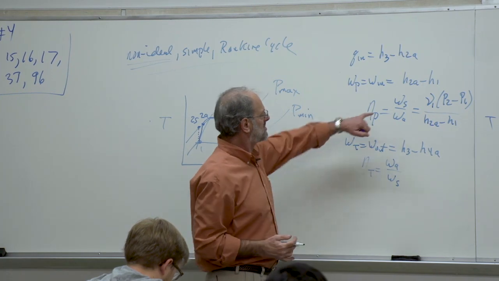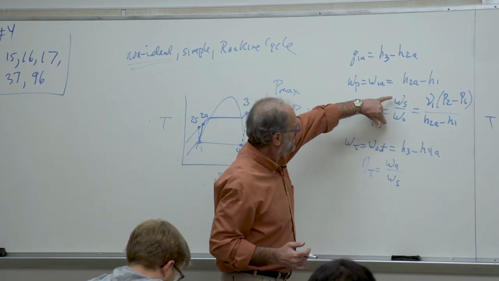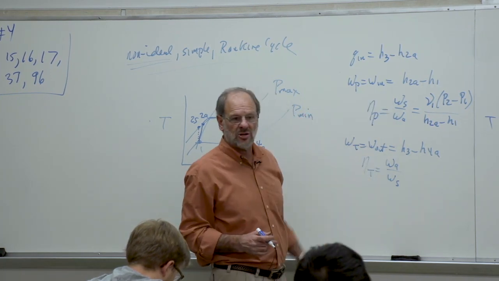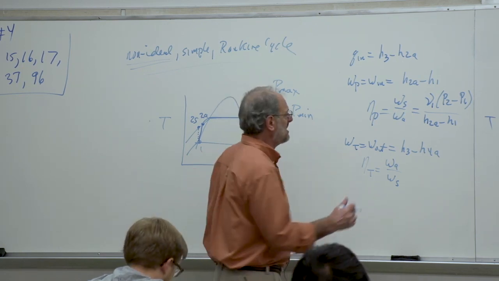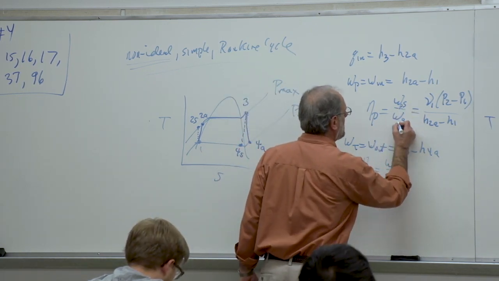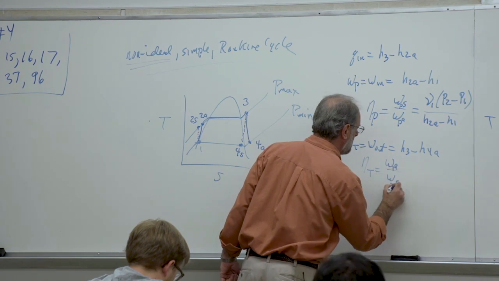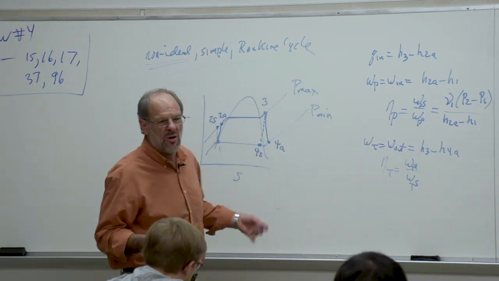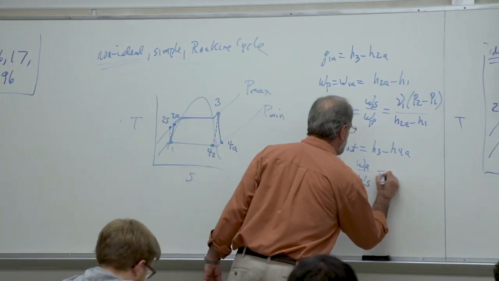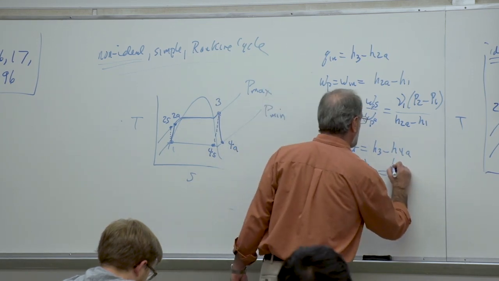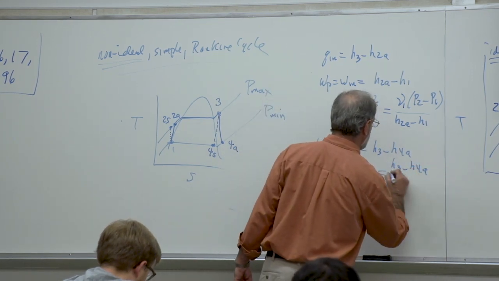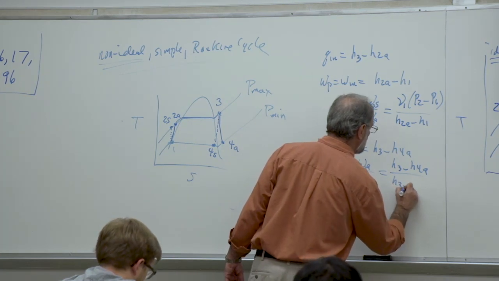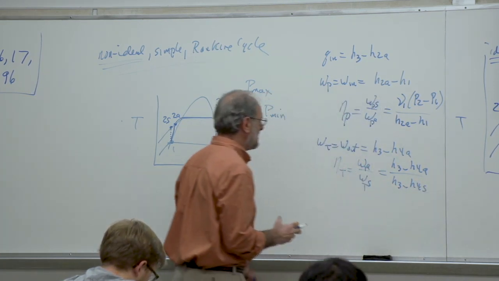If you would like to, so that you don't confuse the ideal and actual pump work with the ideal and actual turbine work, you can put little subscripts P and T. You can put a little P by the pump and a little T by the turbine. Is it necessary? No, but it might help you as you're learning this material. Anyway, the actual work is H3 minus H4A, and then of course the ideal work would be H3 minus H4S.